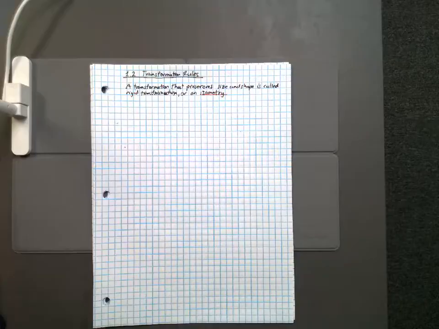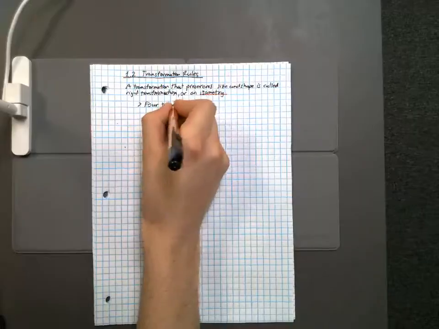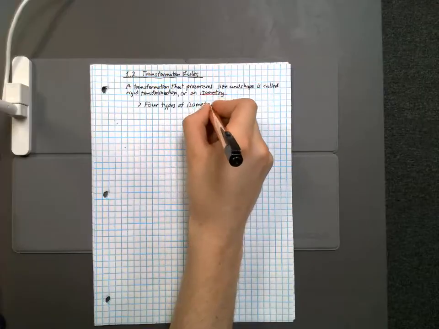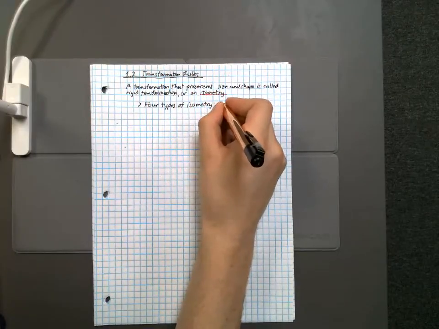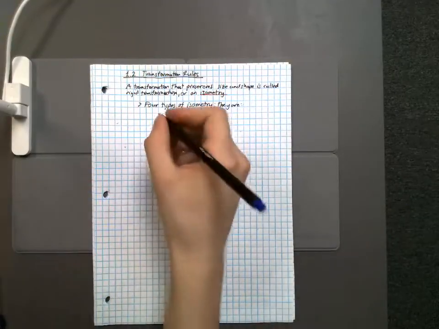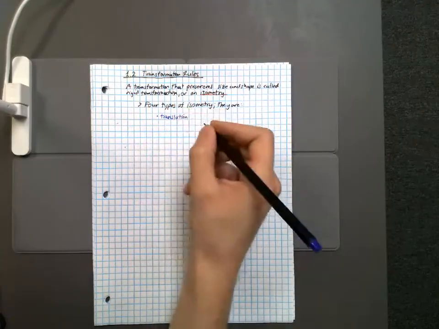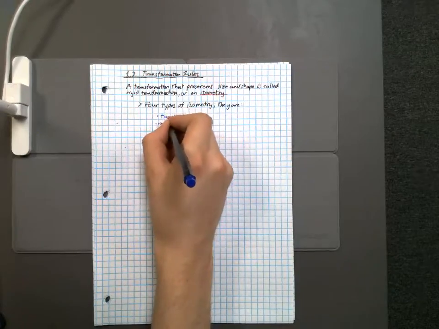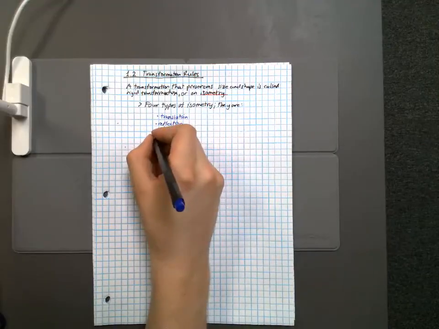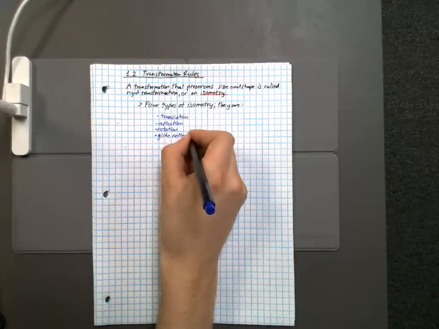right? Now, there are 4 types of isometries. And they are translation, as we covered in the last video, reflection, rotation, and glide reflection. Okay?